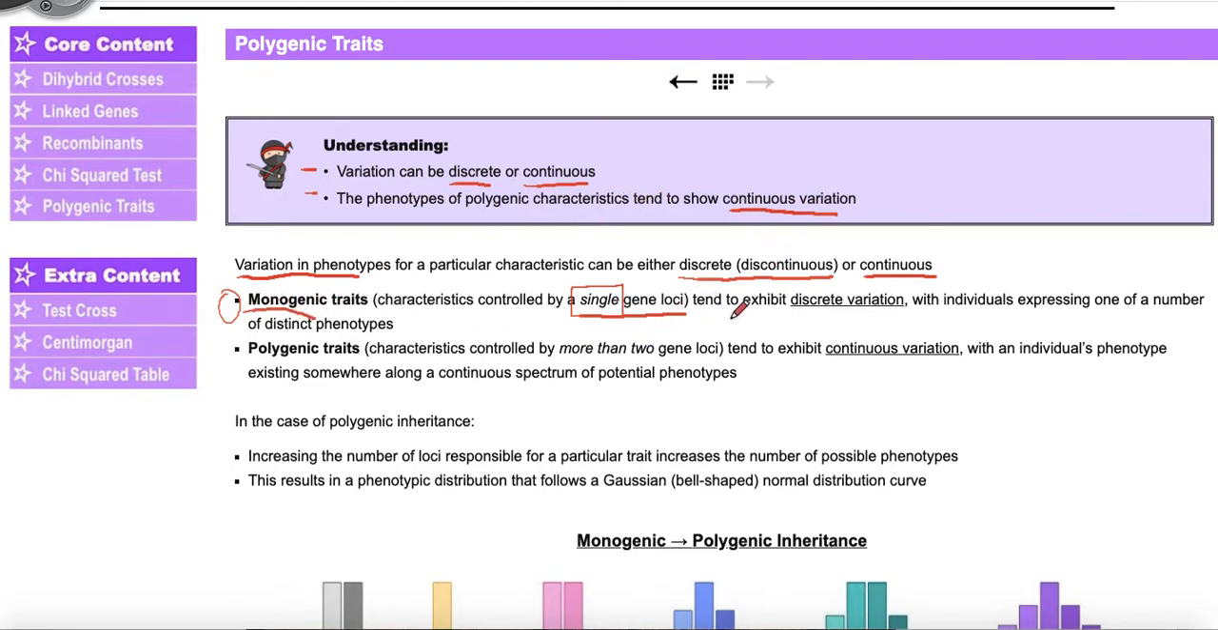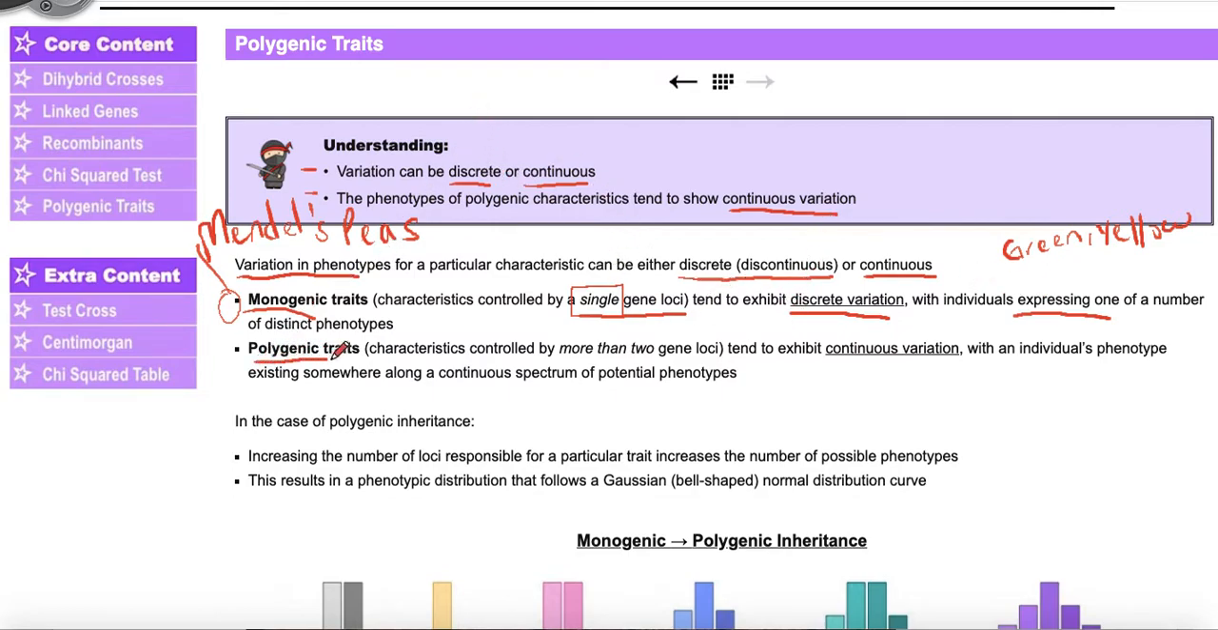And if you are a monogenic trait, like in Mendel's peas experiments, so I'll write this here, Mendel's peas experiments, he looked at monogenic traits and they tend to exhibit discrete variation. So that means that you either express one of the phenotypes or the other. So in his peas, he either had green or yellow pea pods, or the pea pod was either wrinkled or smooth, or the plant was tall or short. So those are examples of monogenic traits.